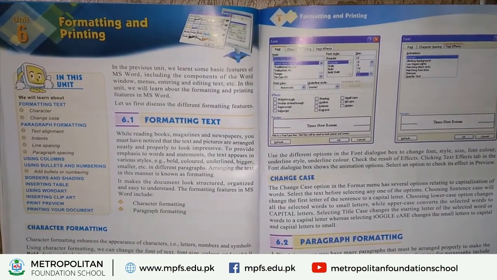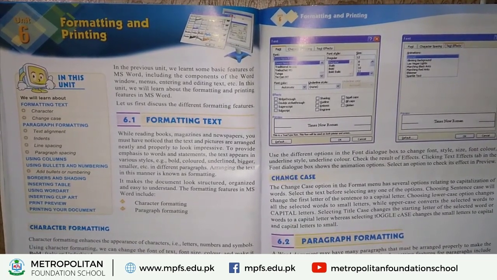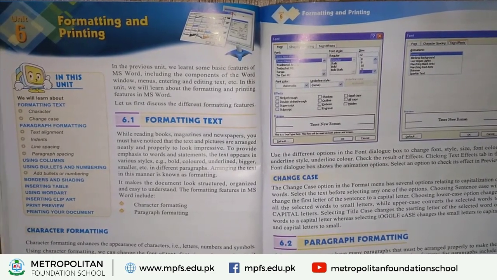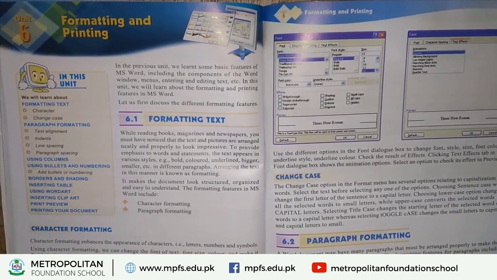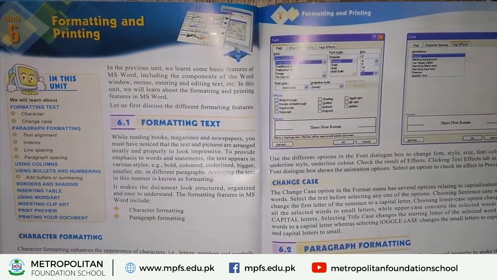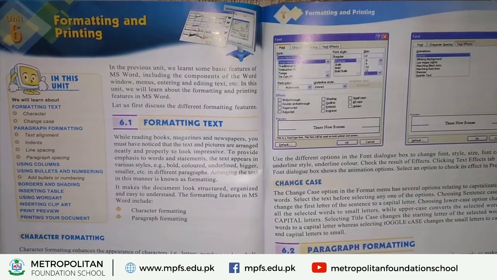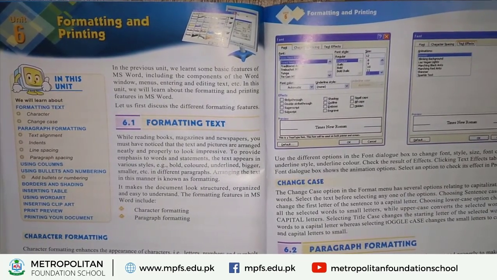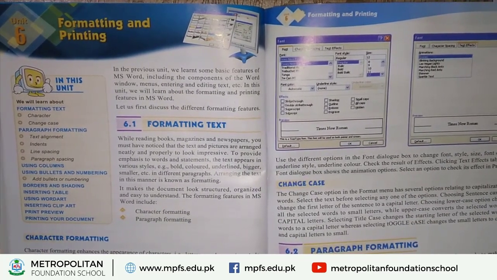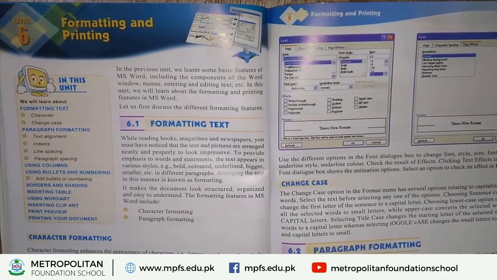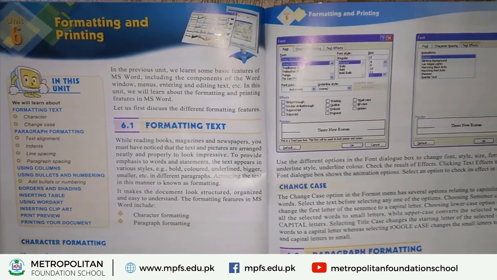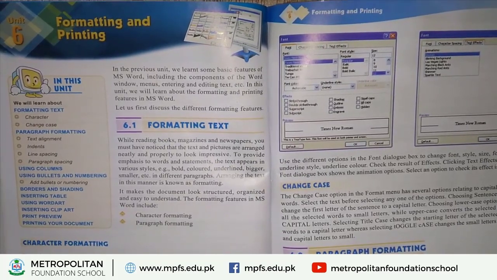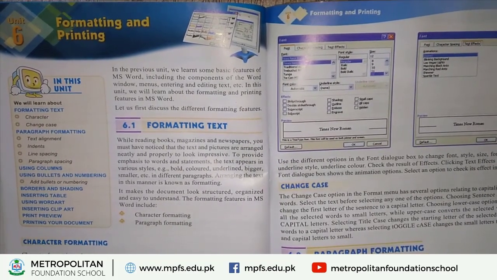In this unit, we will learn about formatting text, character, change case, paragraph formatting, text alignment, indents, line spacing, paragraph spacing, using column, using bullets and numbers, add bullets or numbering, borders and shading, inserting table using word art and clip art, print preview, printing your documents. Let's start formatting and printing.